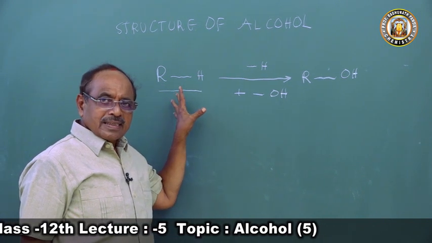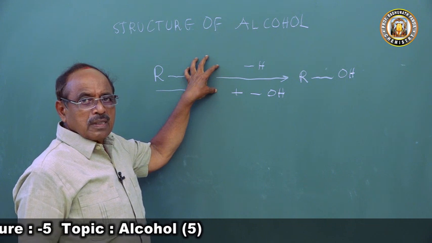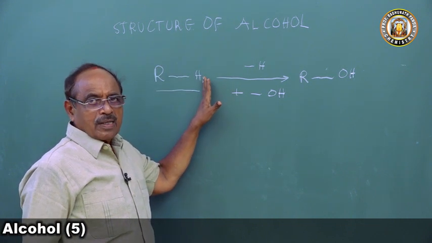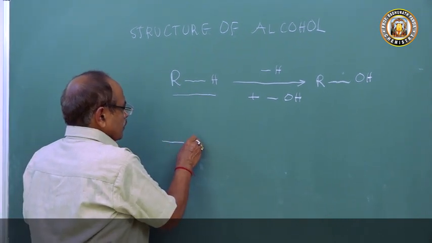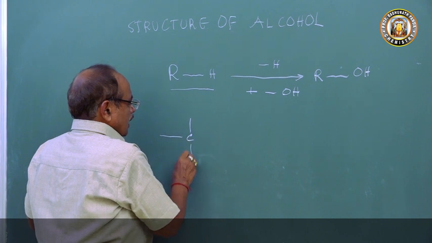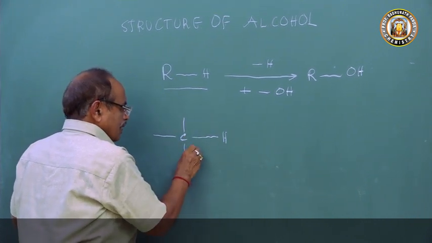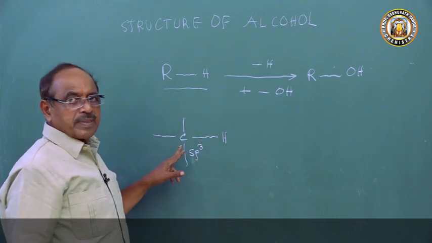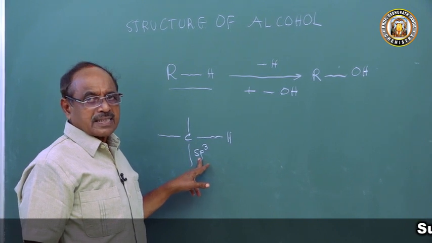So what does the alkane contain? The alkane contains the alkyl part and the hydrogen atom. What is the alkyl part? It is the carbon atom, and this is the OH, this is the hydrogen atom. How is this carbon atom? This carbon atom is in the sp3 hybrid state.